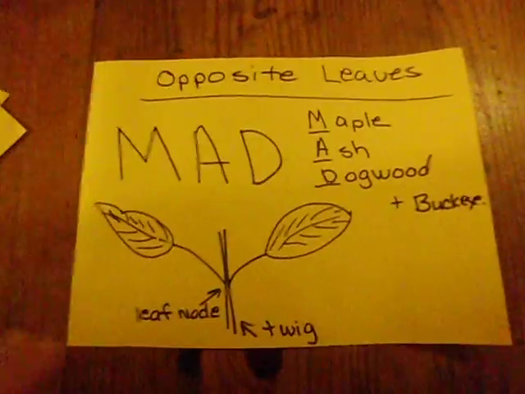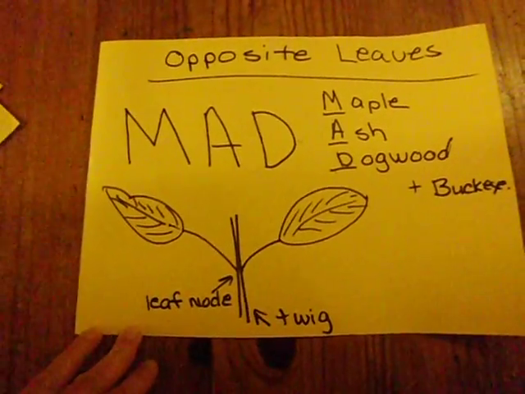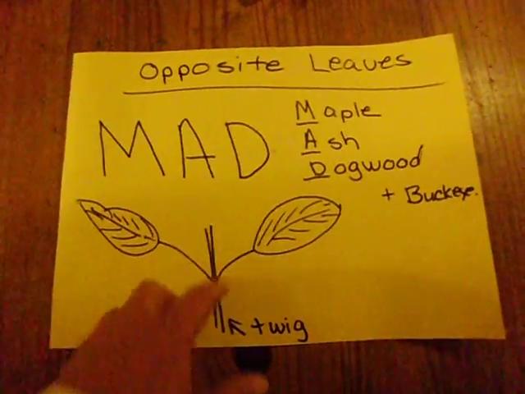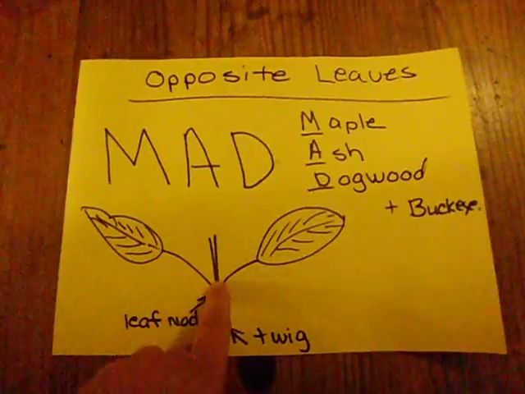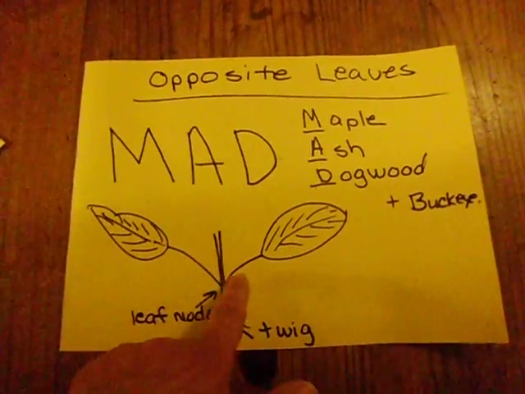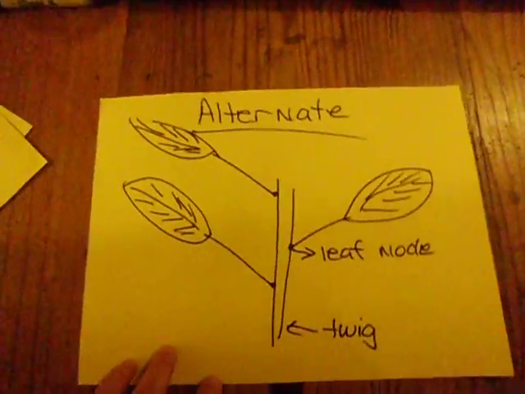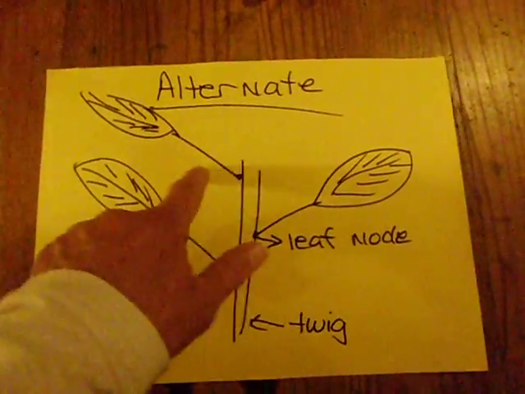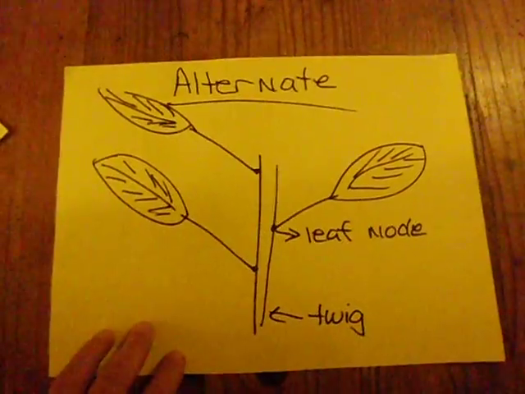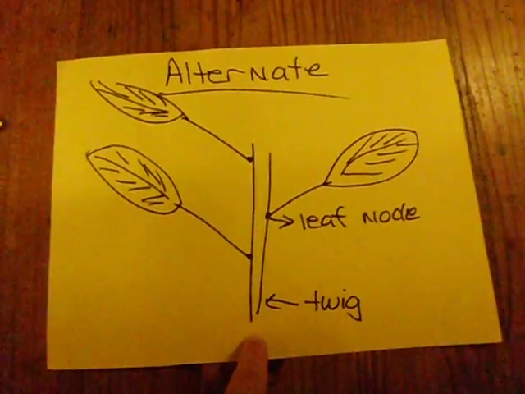The buckeyes do too, but I'll show you an example that makes it very easy to identify the buckeyes. For an opposite leaf, you have a twig, and where the leaf nodes are, the leaves are directly across from each other, which makes them opposite. The twigs are also opposite on those types of trees. And then we have alternate, which is every other, where you'll find the leaf nodes on the twig.